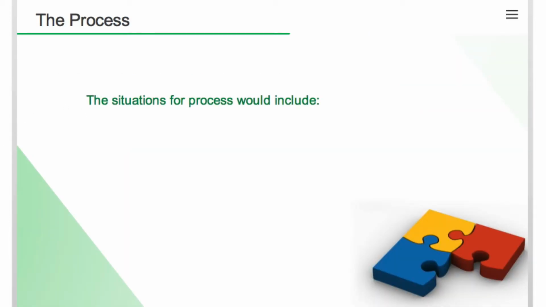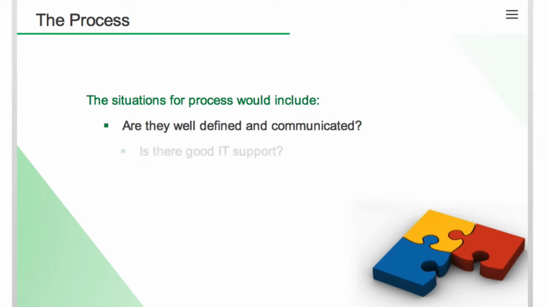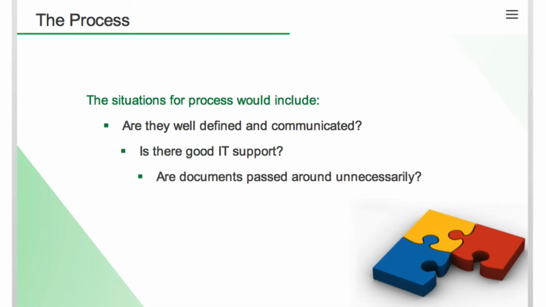The situations for process would include: are they well defined and communicated? Is there good IT support? Or are several workarounds in existence? Does the process require documents to be passed around the organization unnecessarily? Is there the potential for delays or the introduction of errors?